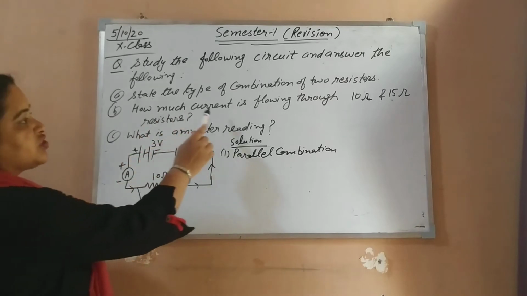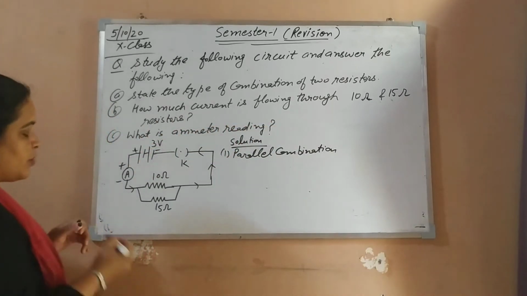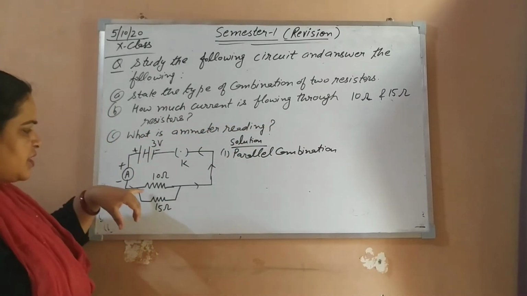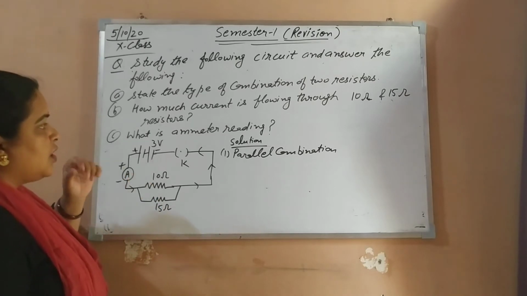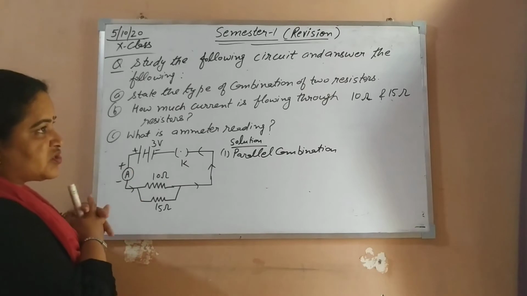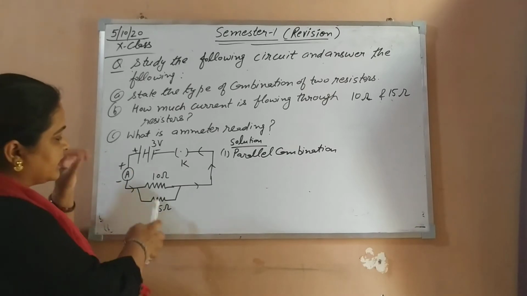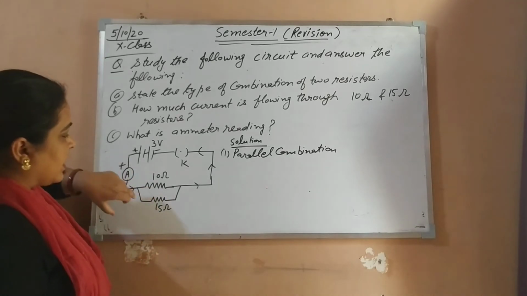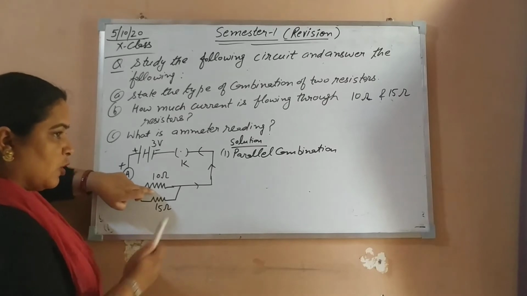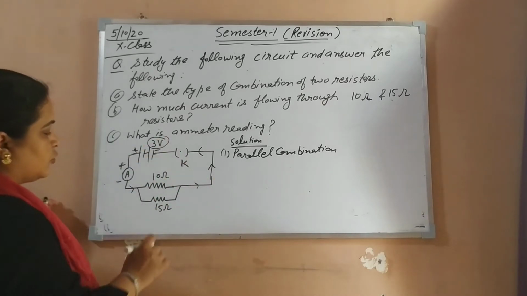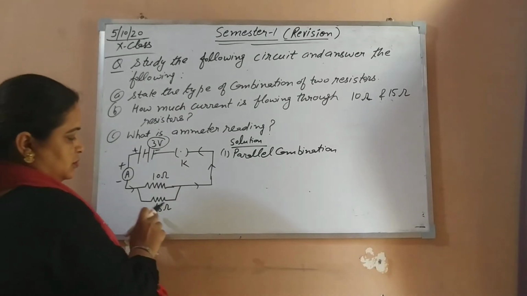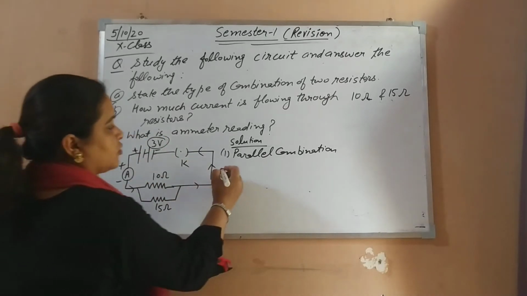Next is, how much current is flowing through the 10 ohm and 15 ohm resistors? Not necessarily in the exam will 10 ohm and 15 ohm be given. Instead, bulbs can be given, or it can be given that the resistance is the same. But here it is given 10 and 15. So they are asking how much current is flowing across the 10 ohm, because the total potential is given here, that is 3 volt, and across the 15 ohm resistor, what is the current value flowing.